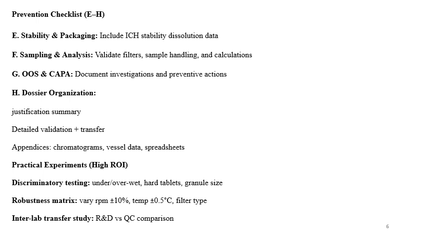Then practical experiments, discriminatory testing, robustness matrix, interlab transfer study. So for avoiding the queries, you can show discriminatory power by using the under or overweight granules per tablet, harder tablets or different granule size, different particle size and many more. Robustness matrix should cover the data from varying RPM and temperature, filter type and some others as per your method and the formulation design. Interlab transfer study, R&D versus QC comparison for the data.